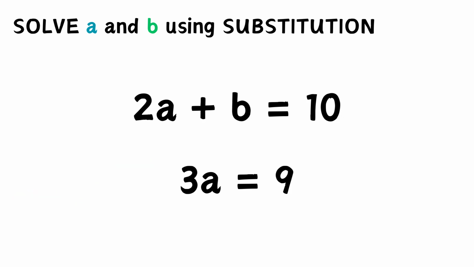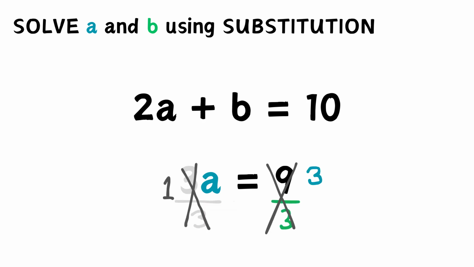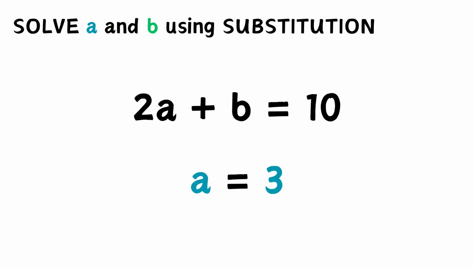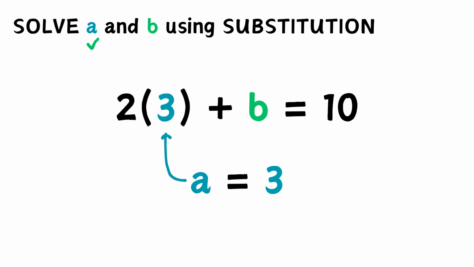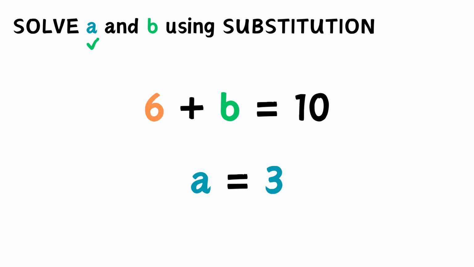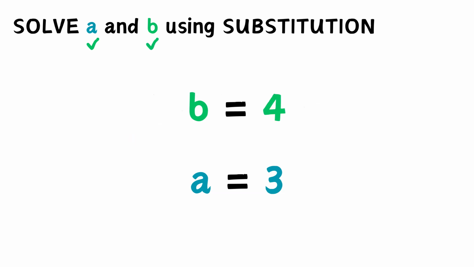The first step is to solve for a variable. Now notice the second equation only has one variable, so let's go ahead and solve for a. To isolate, we divide both sides by 3, which gives us a equals 3. Nice. Now we know a. To solve for b, we can substitute in the value for a in our first equation, a equals 3. So we get 6 plus b equals 10. Subtract 6 from both sides, and we find that b equals 4.